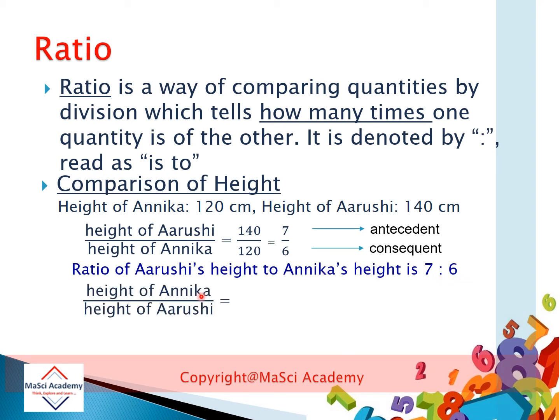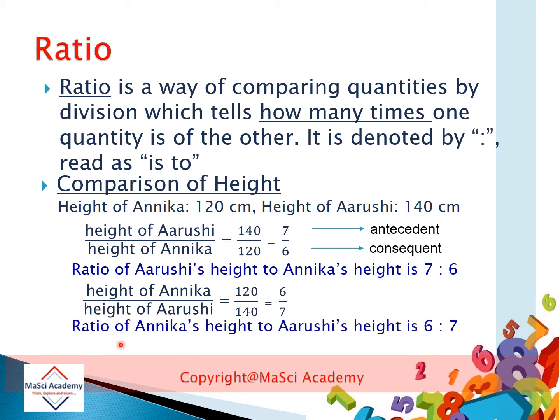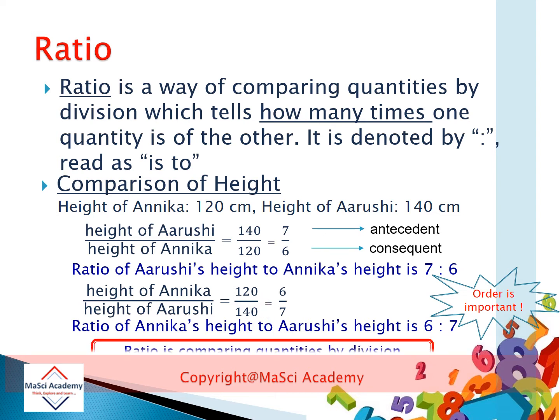Let's see the reverse of this. The height of Anika is in the numerator and height of Arushi is in the denominator. So the fraction becomes 120 upon 140, which is 6 upon 7 in the lowest form. So we say that the ratio of Anika's height to Arushi's height is 6:7. So what do we see here? The order is very important. What we take in the numerator and what we take in the denominator. So we need to be very careful when we are calculating ratios.